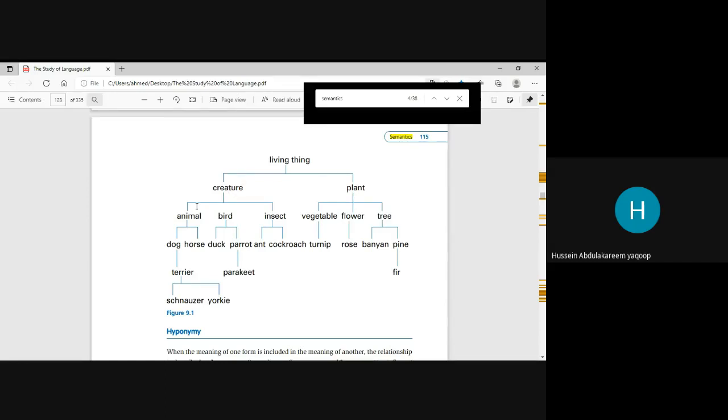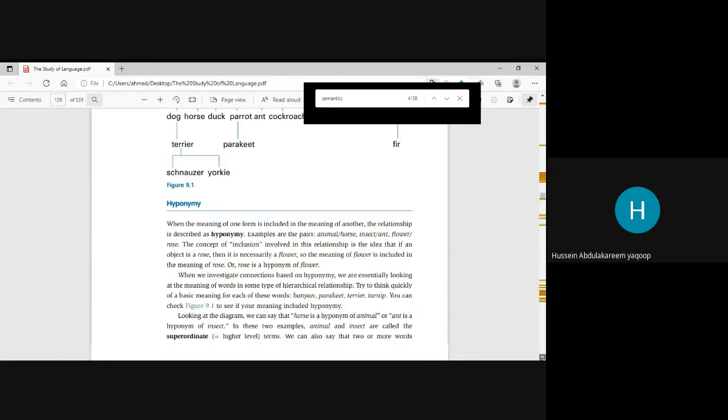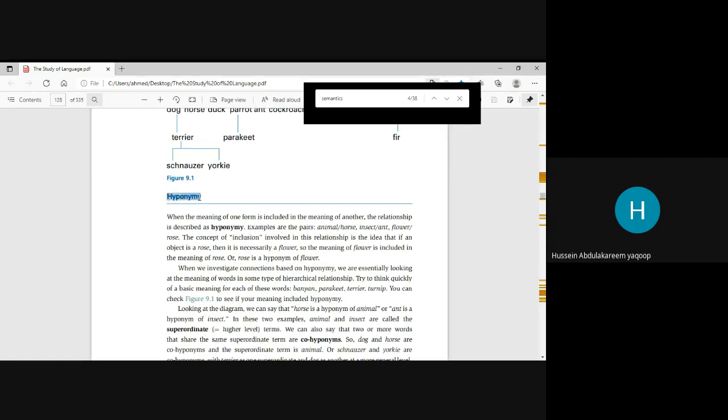Under a creature, we have what? Animal, bird, insect, maybe. With a plant, we have a vegetable, flower, tree, and so on. So up to now, I think this is enough for today. Next time, we are going to cover the rest of the section up to the end, including what? The questions at the end of the chapter.